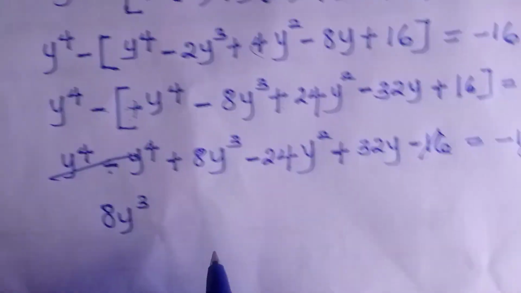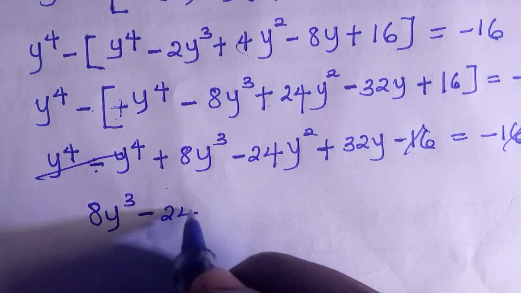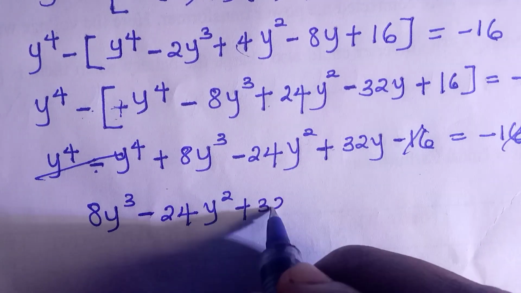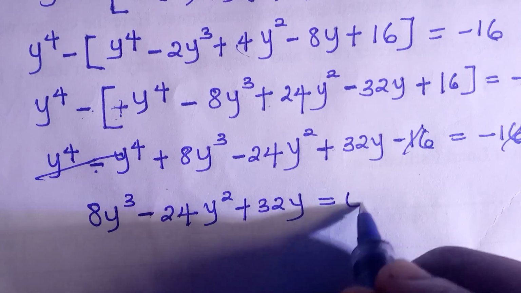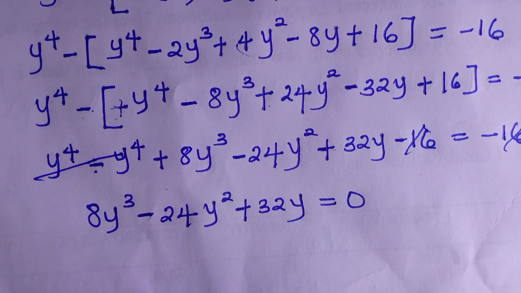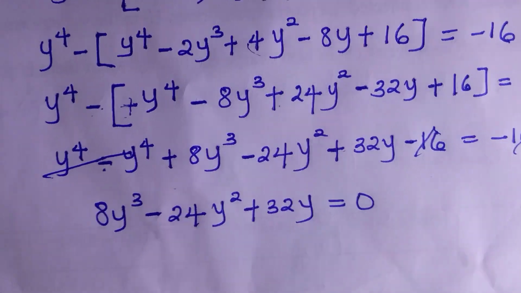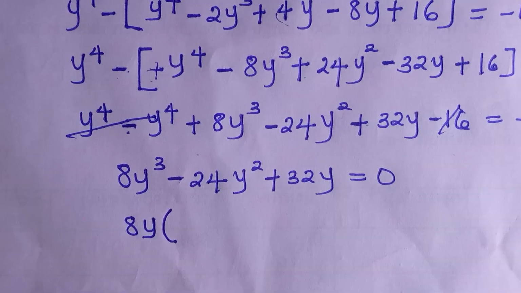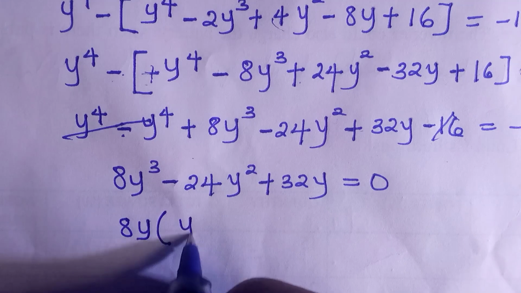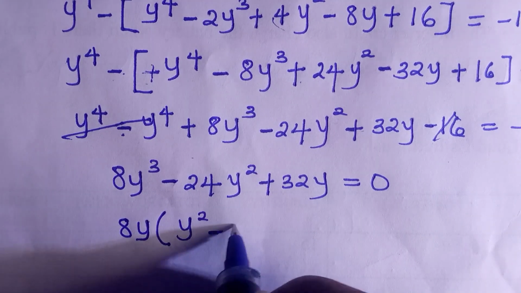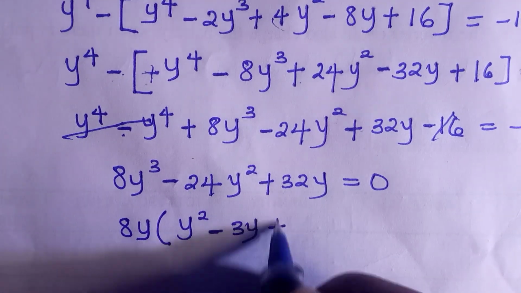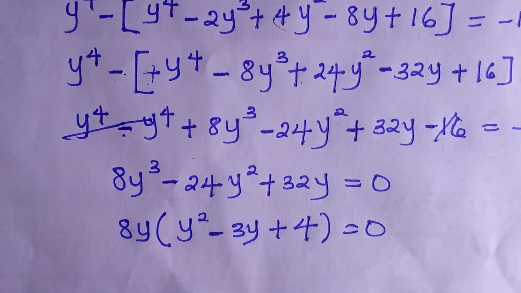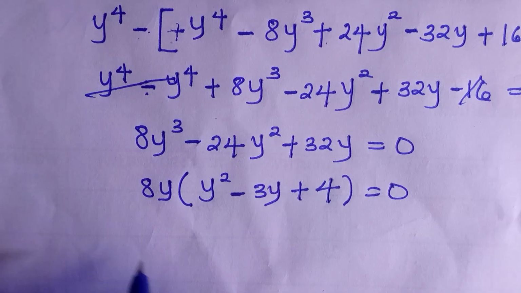8y raised to power 3 minus 24y squared plus 32y equals 0. And here comes the cubic equation. So if we take out 8y, which is common to them, we have y raised to power 2 minus 3y plus 4, everything equals to 0. So try to expand this, we get the above.